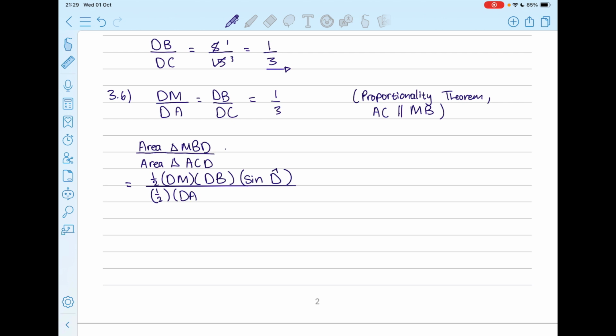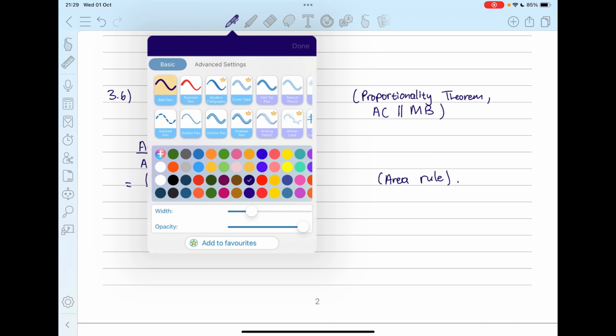So let's start with DA since that matches with DM, and then we'll write DC since that goes hand in hand with DB. And it's still the shared angle sine D. And here we are using the area rule. Okay, so our halves cancel. So I'm going to change colors so that you can see what I'm doing. The halves cancel and the sine D's cancel.